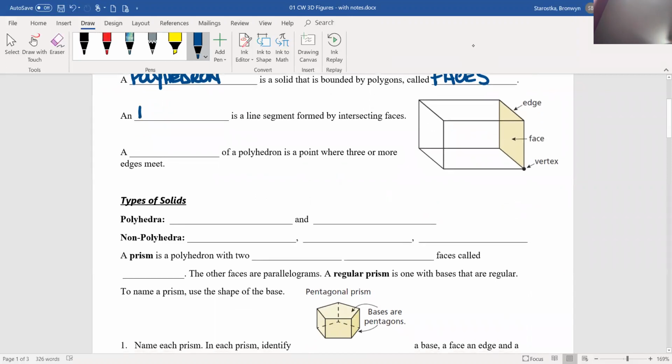An edge is a line segment formed by intersecting faces. So you can look over at the box to the right, and you can see labeled edge, face, and vertex. And speaking of that, a vertex of a polyhedron is a point where three or more edges meet.